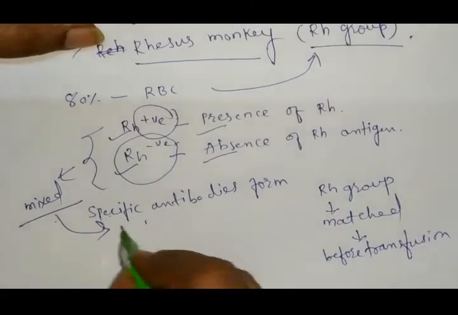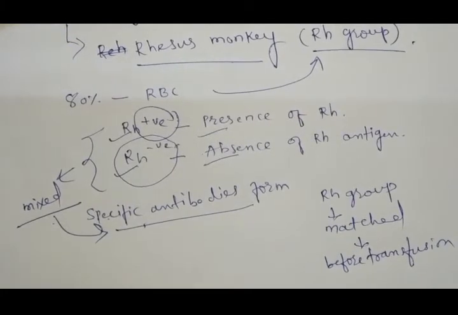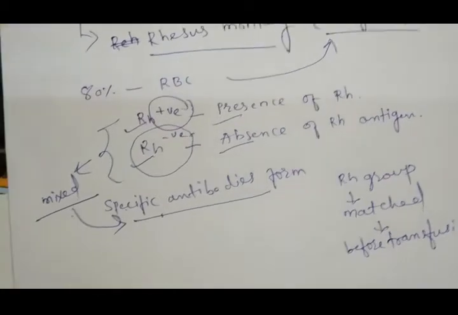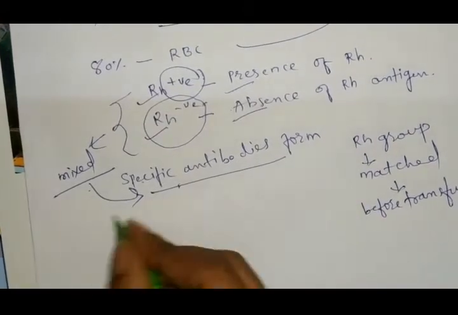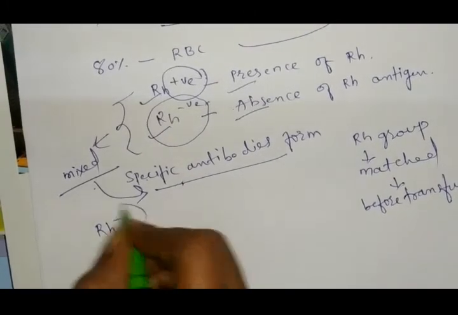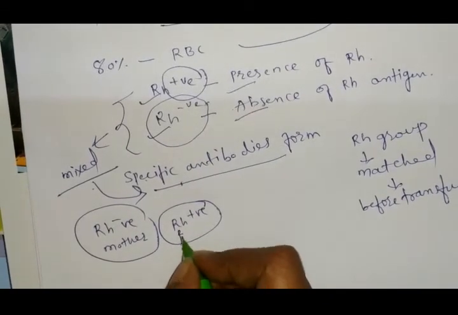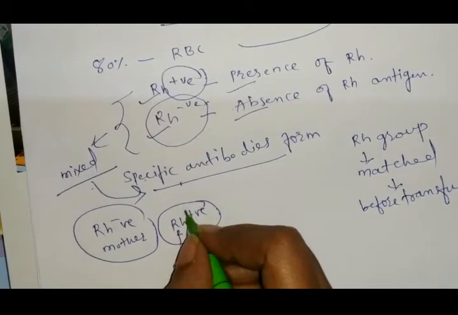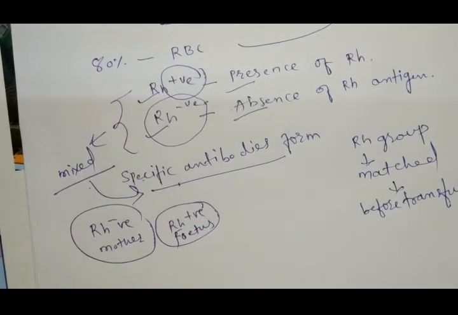To avoid this formation, a special case of Rh incompatibility, a mismatch, has been observed between the Rh negative blood of the pregnant mother and the Rh positive blood of the fetus. First of all, a specific example is given here. The mother is Rh negative, this is the mother, and this is the fetus, which is Rh positive. This is the Rh positive fetus. Understand? By this example we will understand.